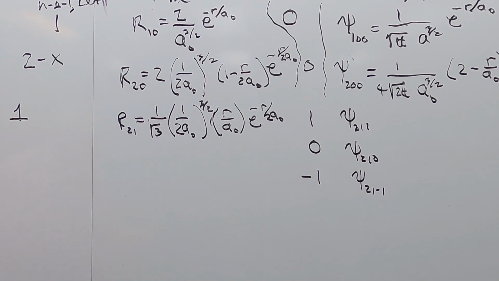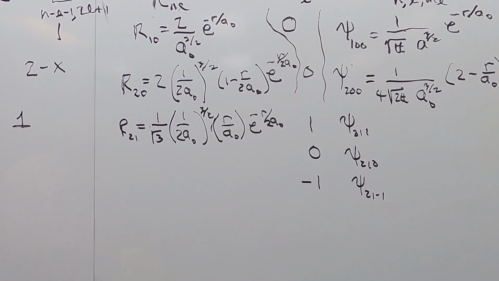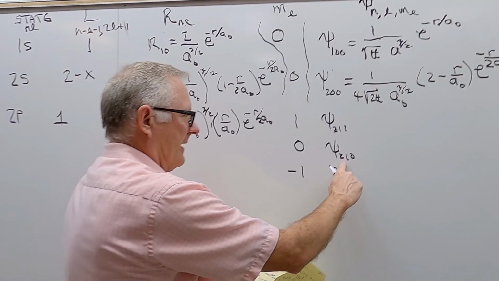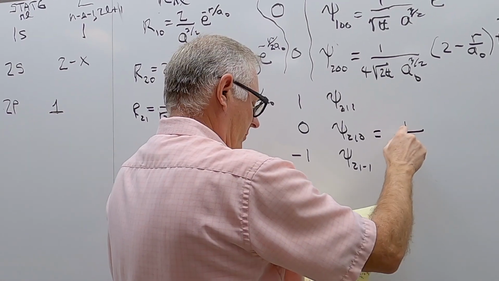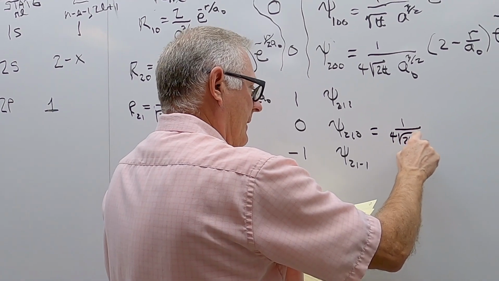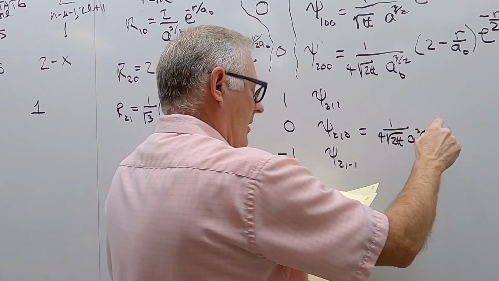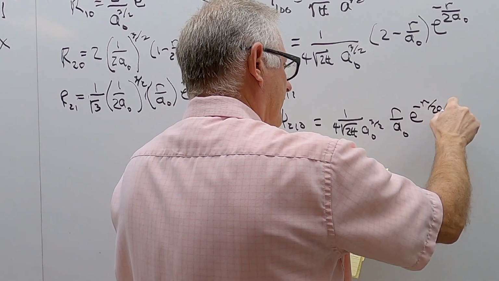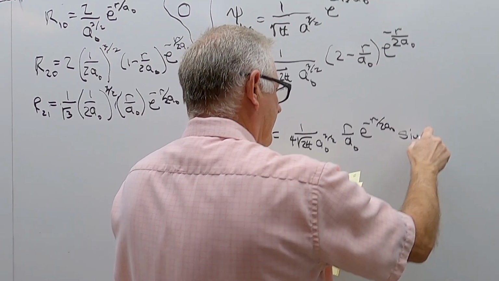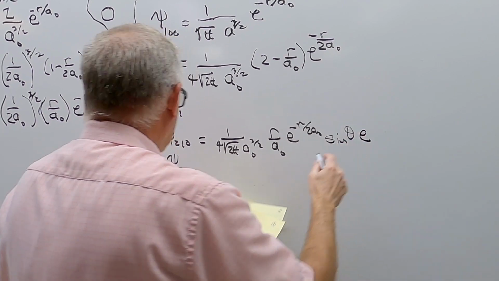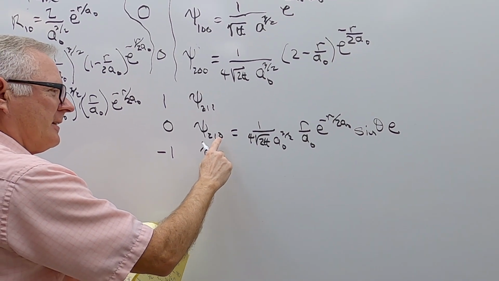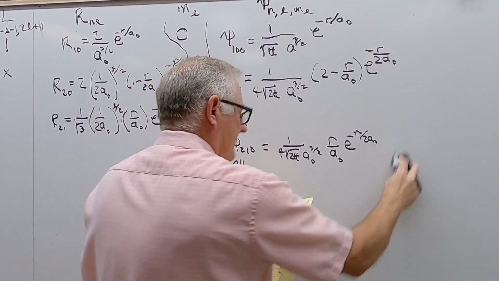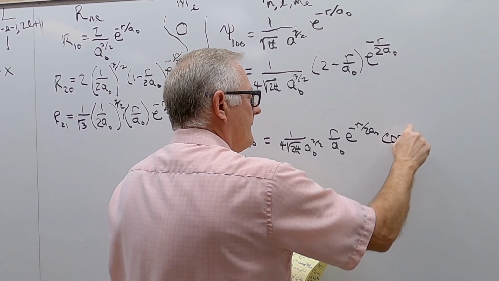Okay, I don't know if I have all of those right here, but if we looked at, say, the 2, 1, 0, I have that one. That one was 1 over 4 square root of 2 pi a naught to the 3 halves r over a naught e to the minus r over 2a naught. And then you get a cosine theta. It's just cosine theta.